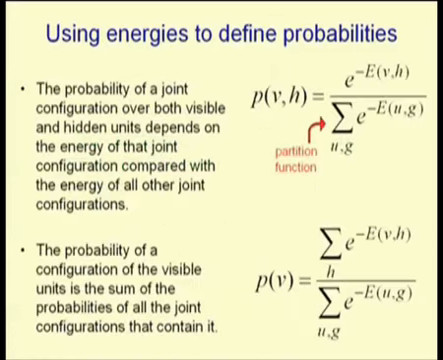So the probability of a joint configuration here is proportional to e to the minus the energy, but unfortunately you have to compare it with all other possible configurations to know what the probability really is. That's called the partition function, and it's an awful thing to have to compute. If you want to know the probability of a visible vector, you have to sum over all possible states of the hidden units, so sum over all h of this lot. And so it's very hard to compute this explicitly, because you have this partition function in it.